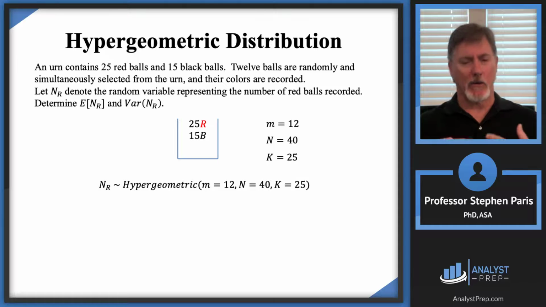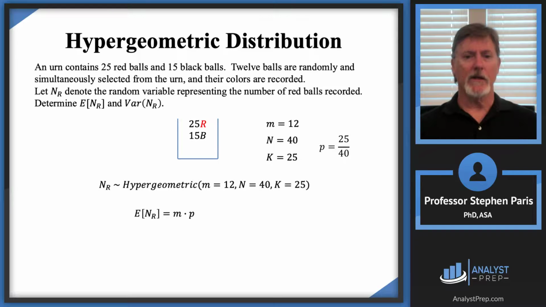In that case, how I teach this is I say, well, let's talk about the probability of selecting a red ball. That would be K out of N, K divided by N, or 25 divided by 40. And then the expected value of the hypergeometric, again, it's very similar to the binomial. The expected value is just going to be m times p again. So m times p would be 12 times 25 over 40.